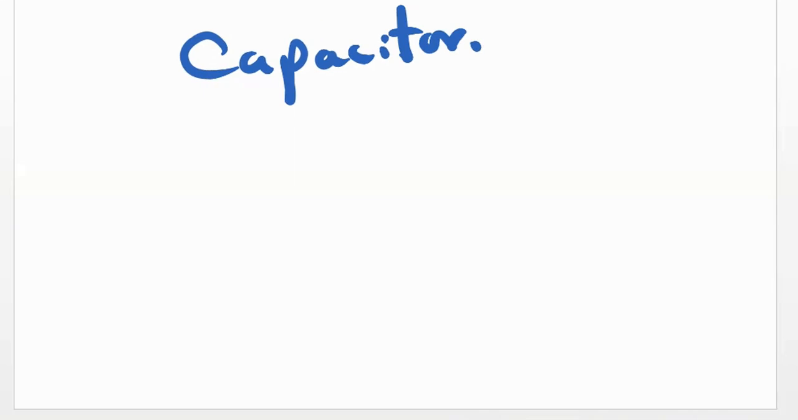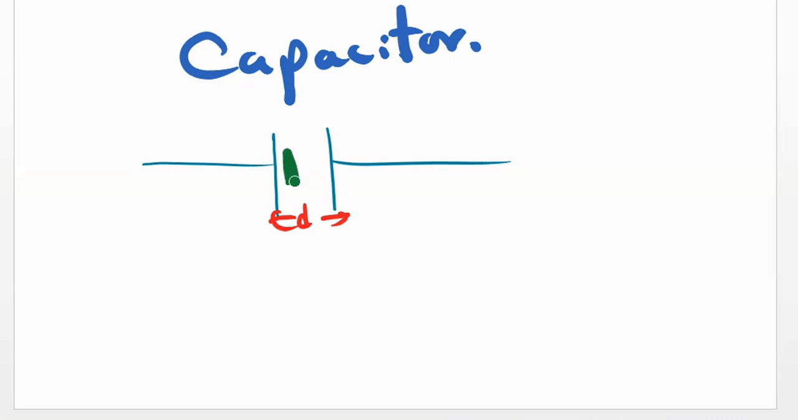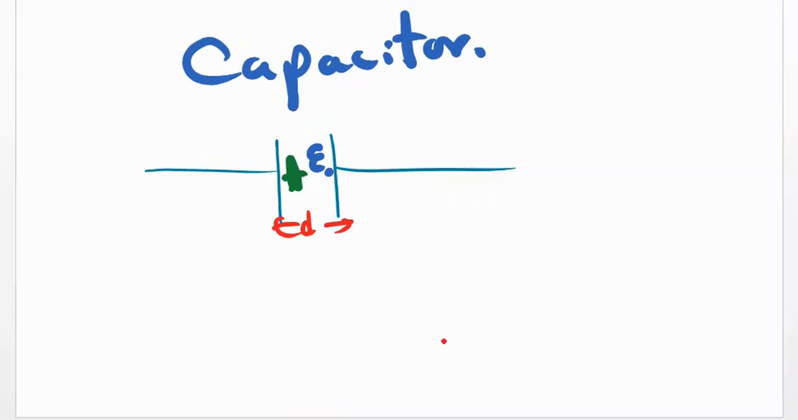capacitors. First type of capacitors, we have parallel plate capacitor. The distance between the plates D, common surface area A, and in between we have epsilon naught medium. So the equation, the capacitance C equals A epsilon naught over D.